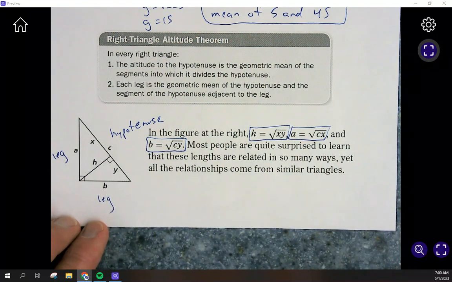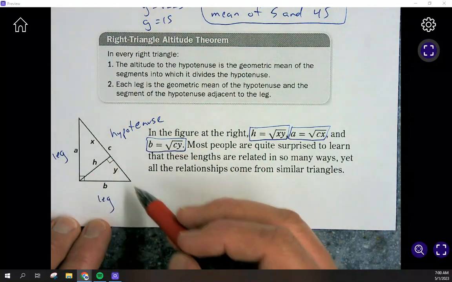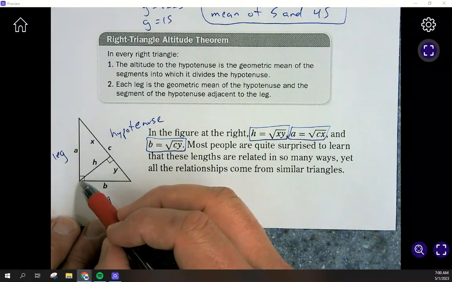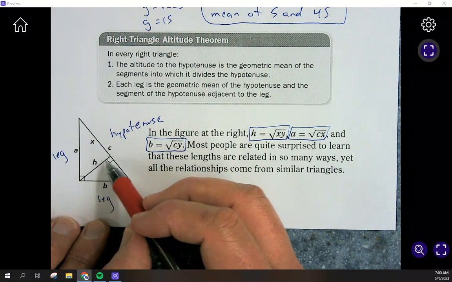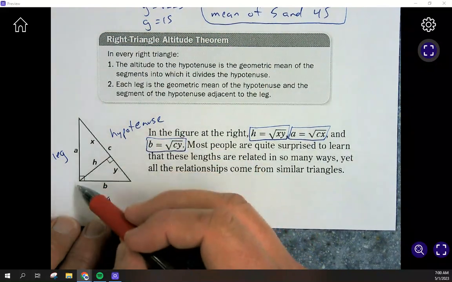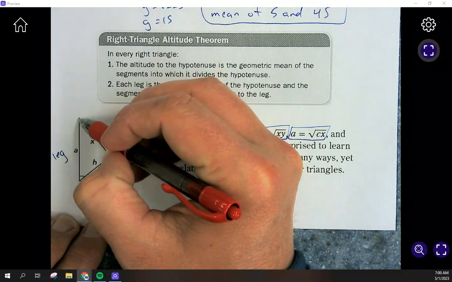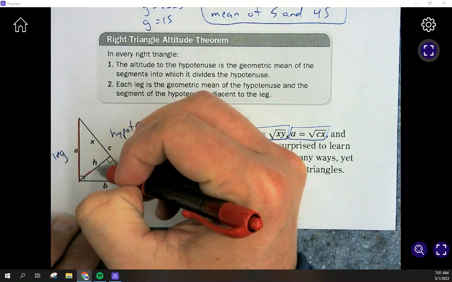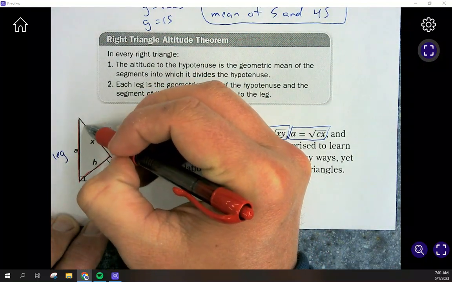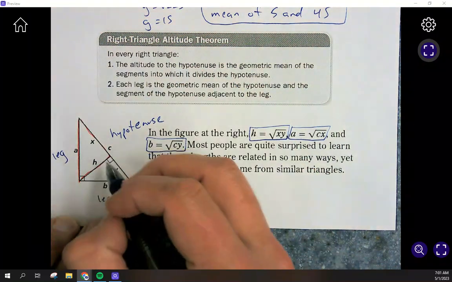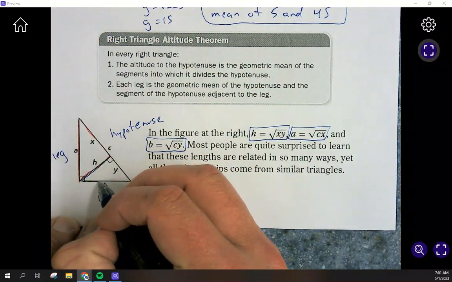But let's talk about why this works. So we've got this really big triangle, and we draw this altitude to the hypotenuse, and now we end up with three triangles. We have the original big one, and then we have this one, which I will highlight in red. And we've got this bottom one, which I'll highlight in blue.